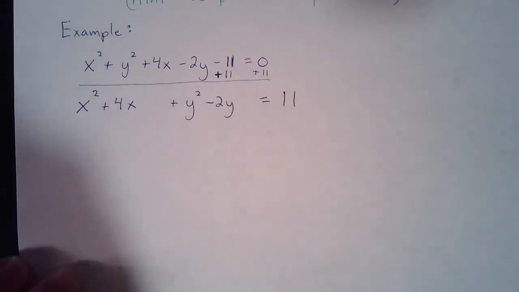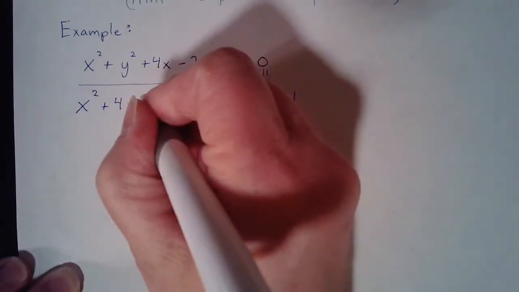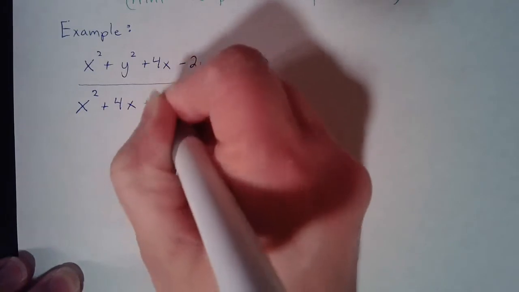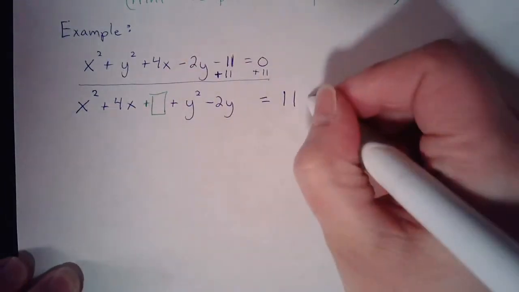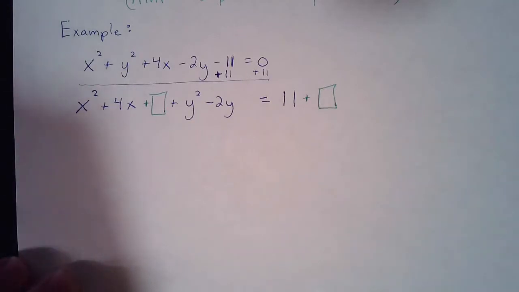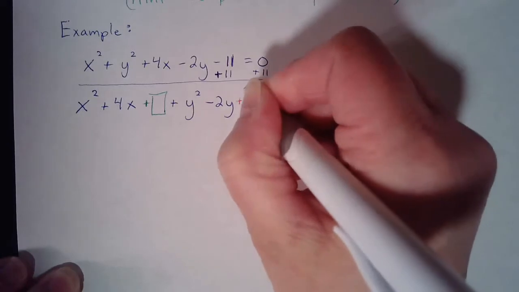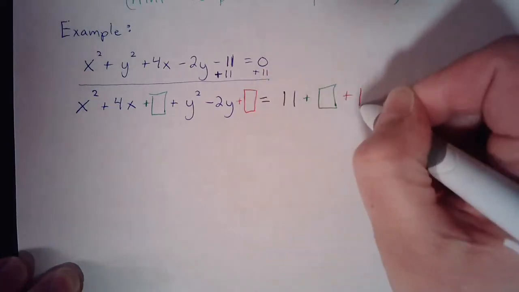So I'm going to try and color code this so it's a lot easier. I'm going to have to add something here to complete the square for the x's, but if I do it there, I've got to add that same value here. Now I'm just putting in boxes as placeholders. And then we'll do the same thing for the y's. If I complete the square on that side, I'm going to have to add that same value over here.